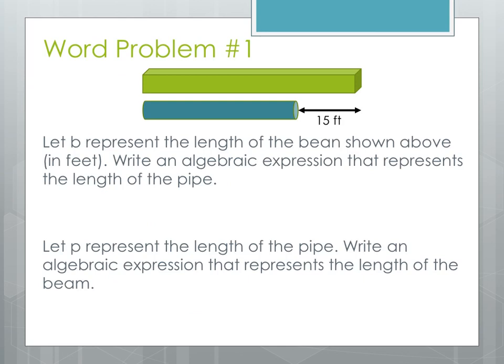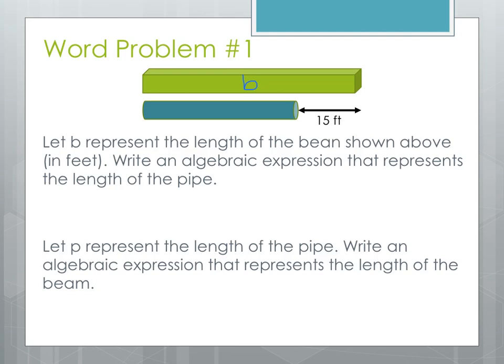Now let's get started with some application problems. Here we have a beam represented by this green bar, and a pipe represented by this blue cylinder. The first part of this problem says let B represent the length of the beam. So the length of this whole beam is going to be represented by B. Write an algebraic expression that represents the length of the pipe.